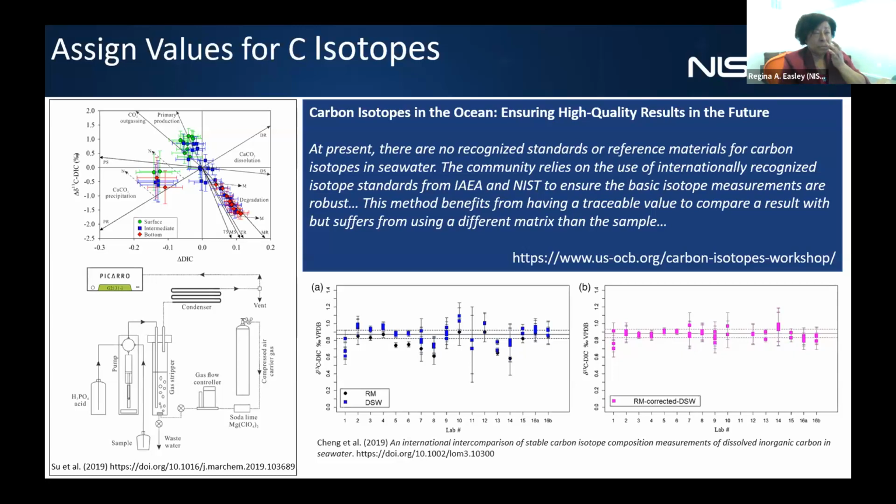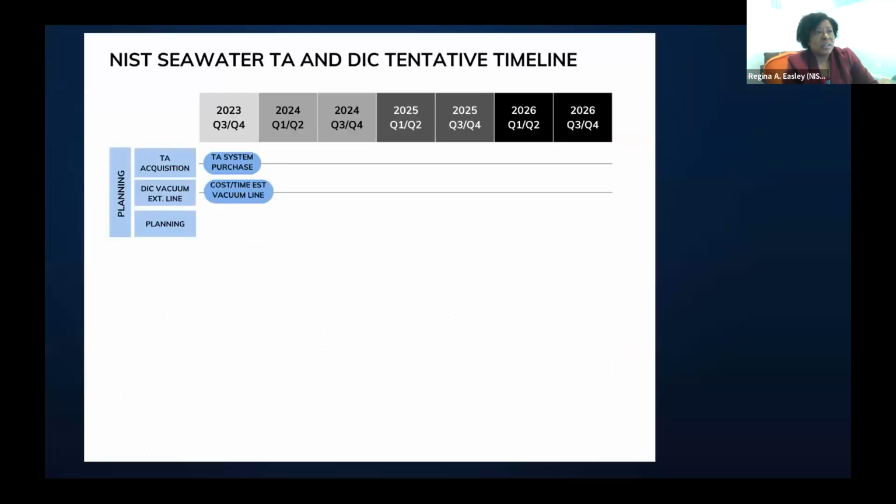We have an isotope ratio mass spectrometer, which is purchased but not installed. But we're hoping that after that instrument is installed, we will be able to use this as well to generate delta C13 values on these standards.